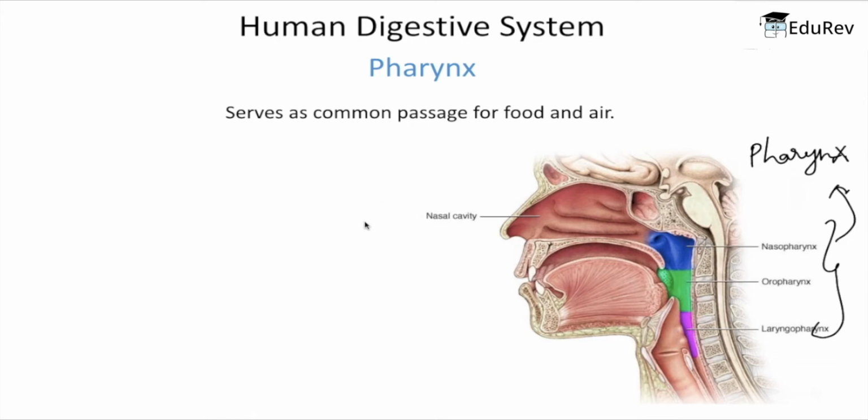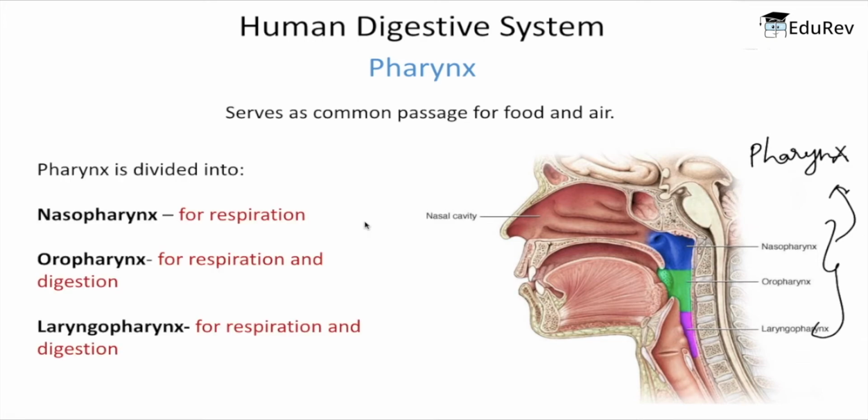Now the pharynx is divided into three parts. The first one is the nasopharynx. Here it is the first part of the pharynx, which is colored in blue. The function of the nasopharynx is that it allows the passage of air from our nose to the windpipe. So the only function of the nasopharynx is respiration.